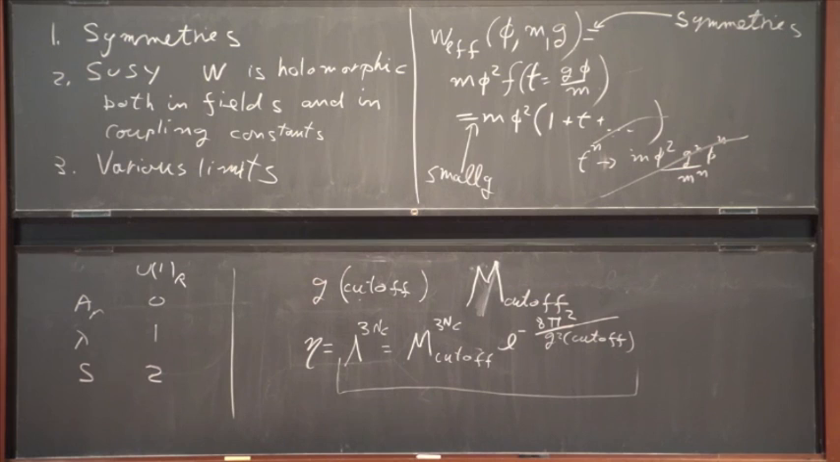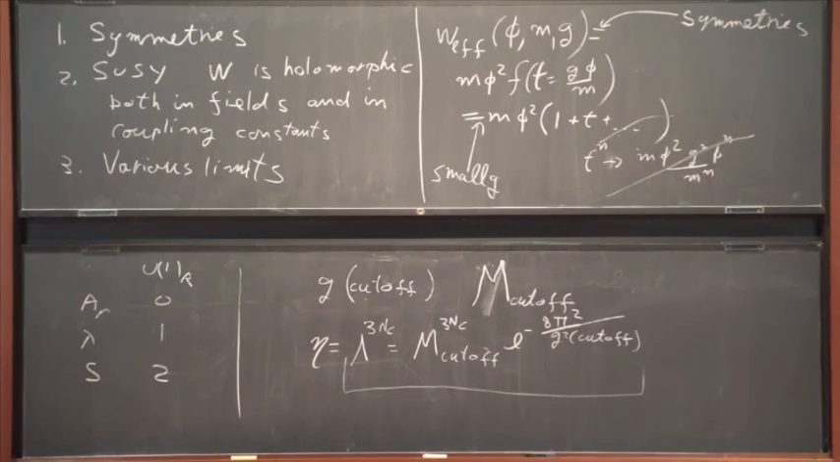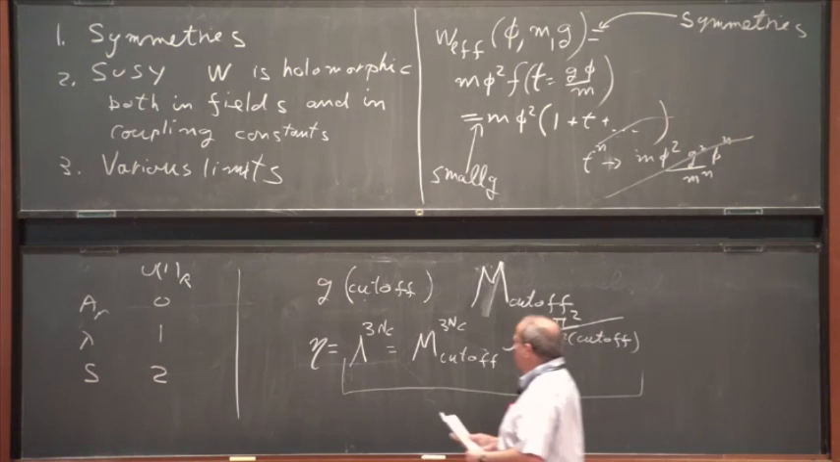G is not discussed, and it depends on how you regularize the theory and so forth. Lambda is more meaningful. There is some freedom in how you define lambda, which I'll talk about later. And it's convenient to define this quantity eta that appears here.